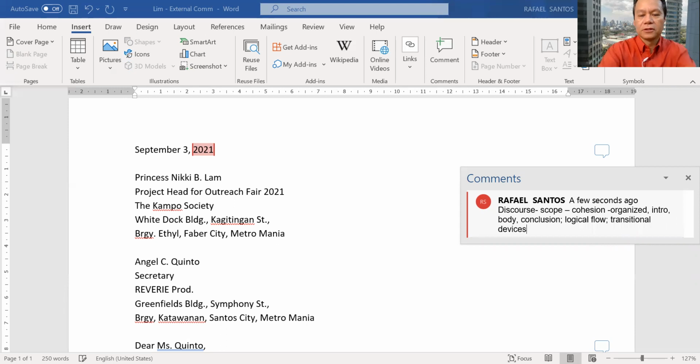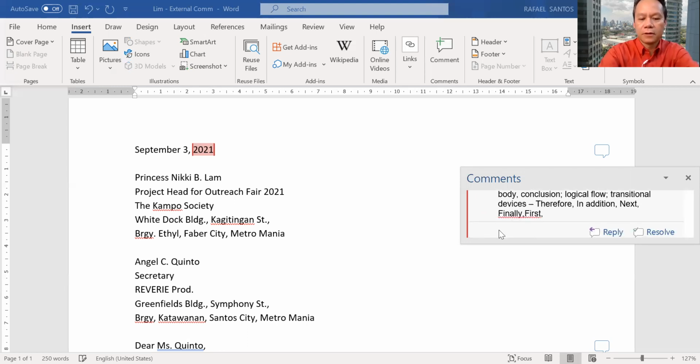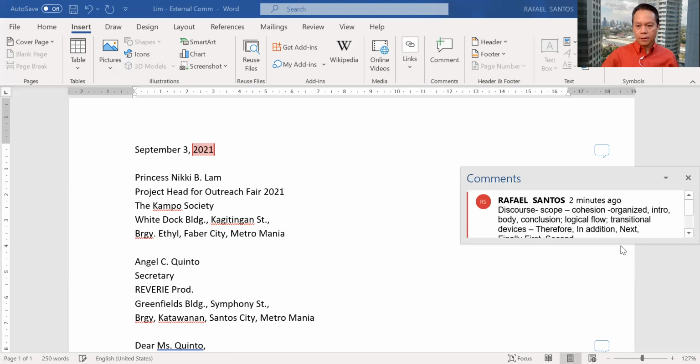Okay, transitional devices used. Now, transitional devices like therefore, in addition, next, finally, etc. Or you can use first, second, third if you're enumerating. First, second, third, etc. Now, let's say these are the ones we are looking for in the writing.